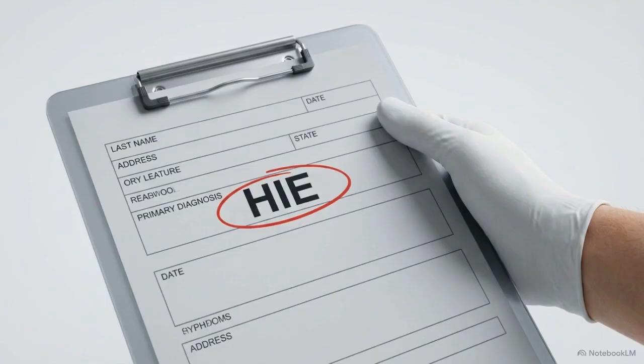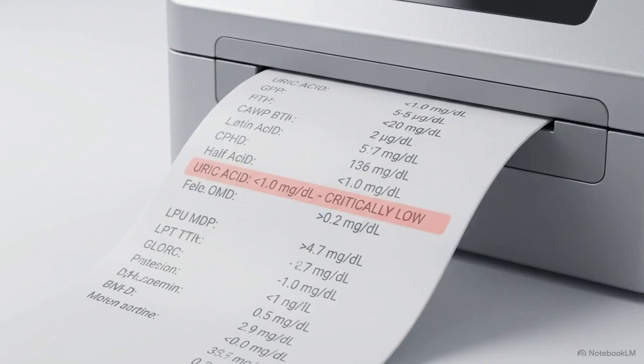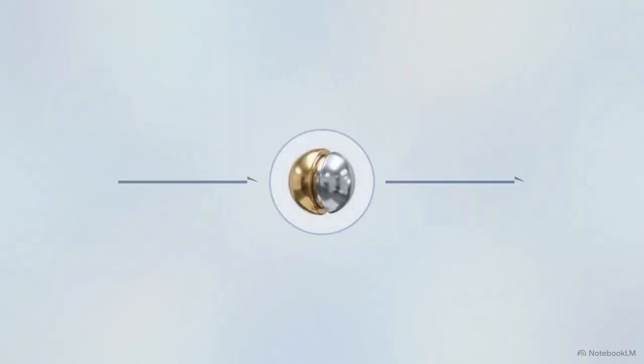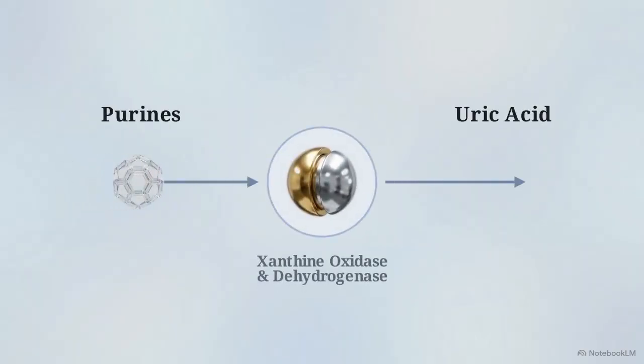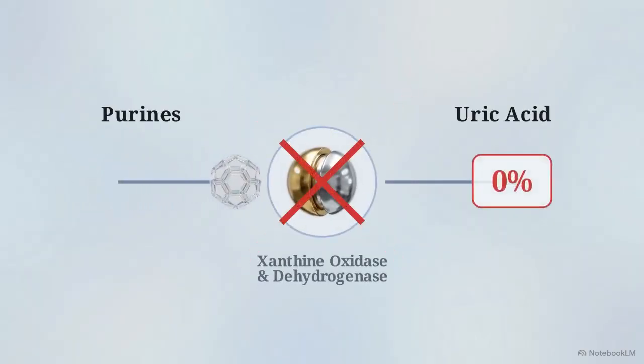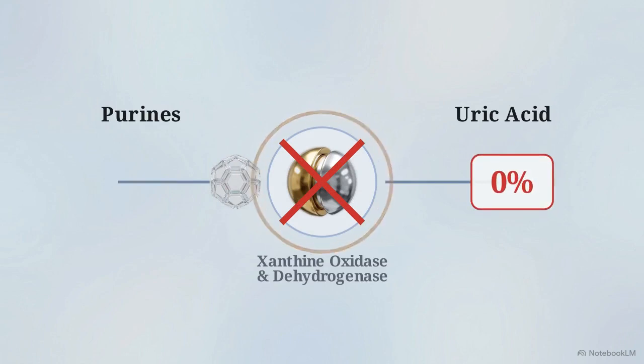Because these symptoms often mirror birth asphyxia, clinicians frequently assume the infant has suffered hypoxic ischemic encephalopathy, or HIE. Standard chemistry panels often reveal an anomaly that suggests the trauma is metabolic rather than respiratory: severe hypouricemia. Because uric acid is the final end product of purine degradation, a concentration near zero suggests a failure in the enzymes that require molybdenum to function.